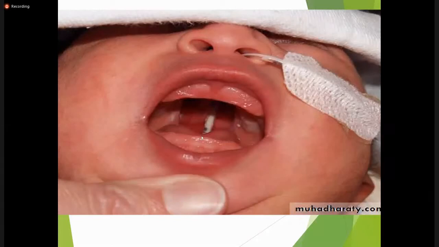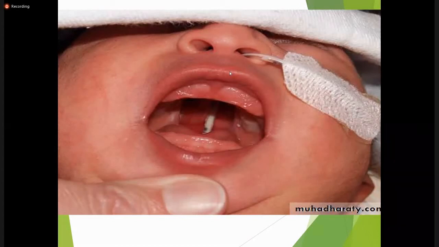So this is the cleft palate, which is a large one, and it should be corrected as early as possible, because it is very difficult for the baby to feed, because as a child feeds, the milk regurgitates through the nose.